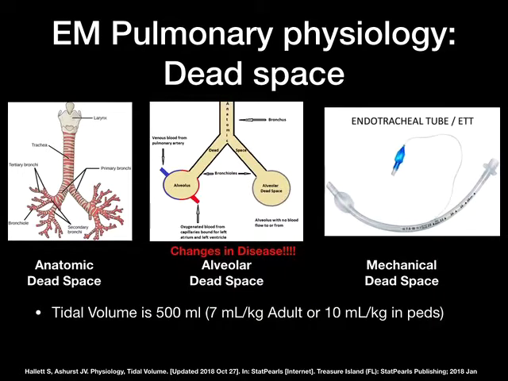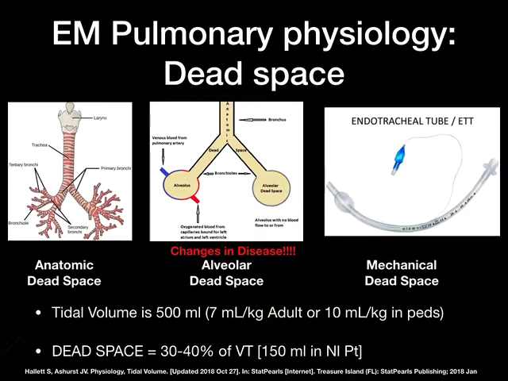Our normal tidal volume is about 500 mLs in the normal person, or about 7 mLs per kilo for the adult, and 10 mLs per kilo in a child. Dead space is about 30 to 40% of our tidal volume, so approximately 150 mLs in a normal patient.